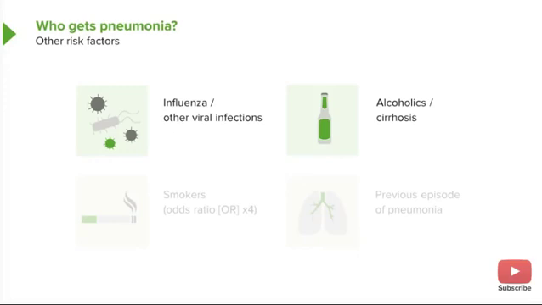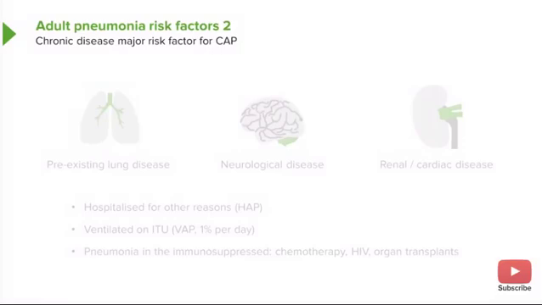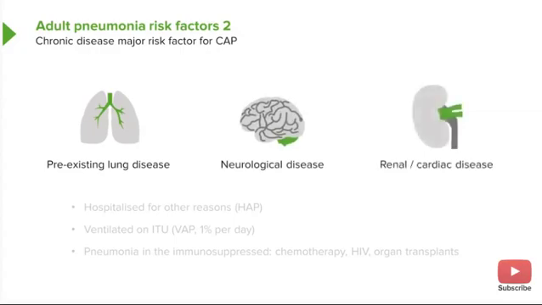Other people who are more susceptible to pneumonia are alcoholics, or people with liver cirrhosis, because that affects the ability of the immune system to fight bacteria. Smokers, because that allows the bacteria to establish infection in the lungs more readily. Actually, having had one episode of pneumonia makes you 2 or 3 times more likely to have another episode. It marks you out as somebody susceptible to pneumonia. And then patients with chronic disease, chronic lung disease, COPD, for example, chronic neurological disease, dementia, previous stroke, etc., any renal impairment or cardiac failure. These all increase the chance of getting community-acquired pneumonia.